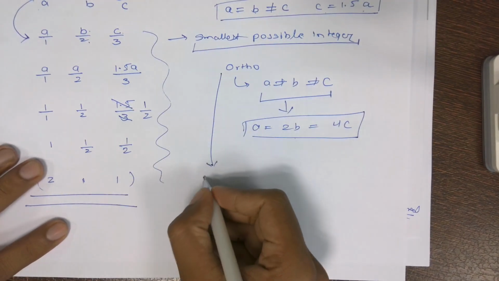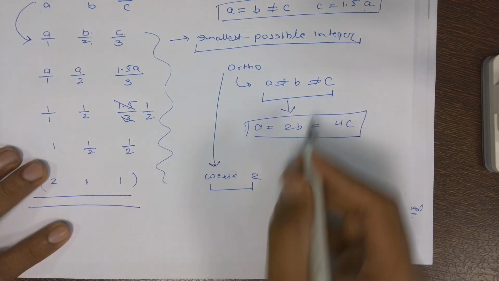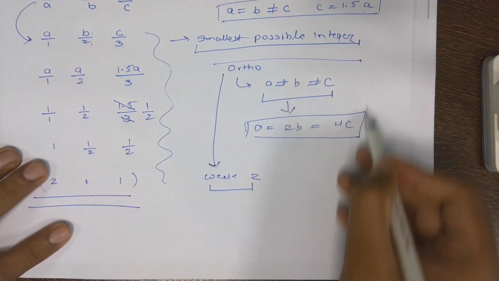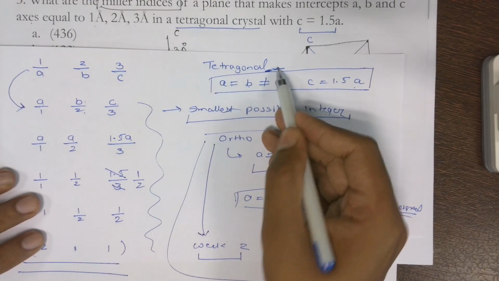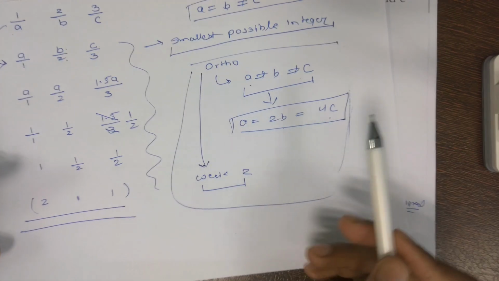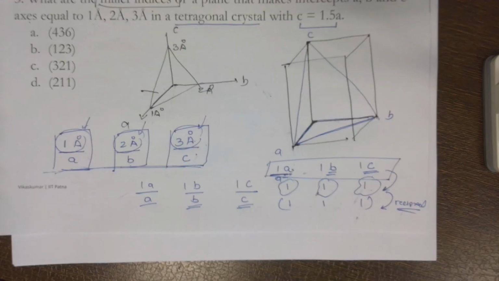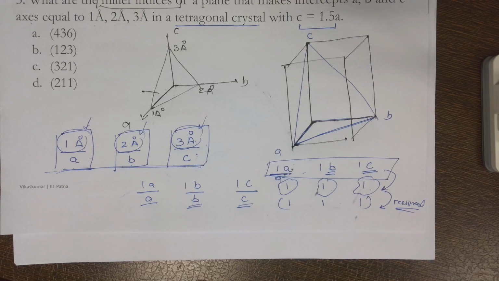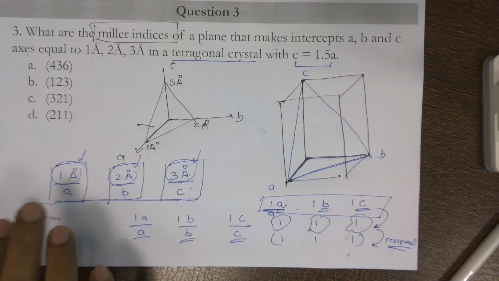In the doubt solving session, week 2, I have solved the questions based upon the orthorhombic, which is a little bit more difficult than the tetragonal one, because none of the values are equal. So you can go through that also. So this is the procedure that we have followed. Please let me know, Omkar, if it is clear. Okay. With that, we have solved this question number 3.